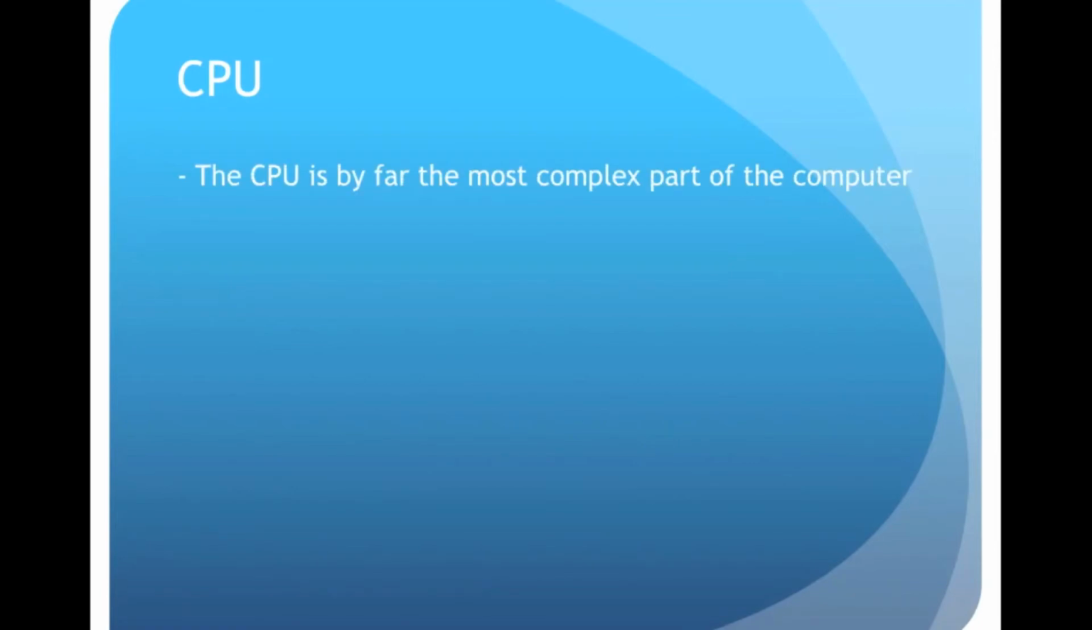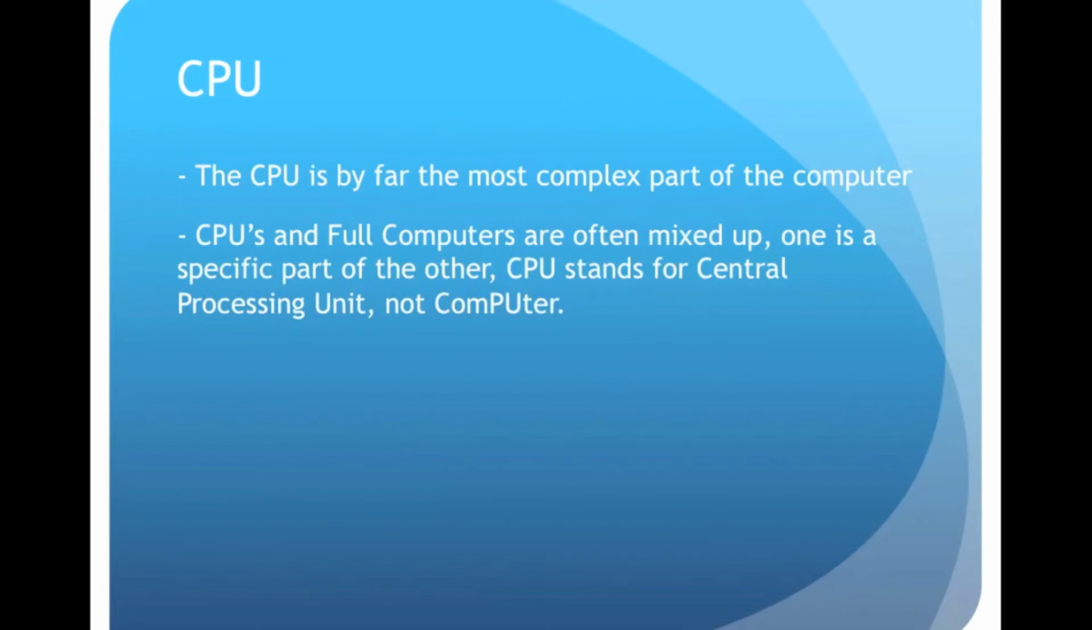So now let's talk about the CPU first. The CPU is by far the most complicated part of a computer. There's one particular part of it, which we're going to be discussing later, called the control unit, which is just nightmarish. CPUs and full computers are often mixed up, but there is a very, very distinct difference. A CPU is a part of a computer, and a computer contains a CPU. CPU actually stands for Central Processing Unit, not computer. I mean, if you just listen to that, it just sounds stupid.